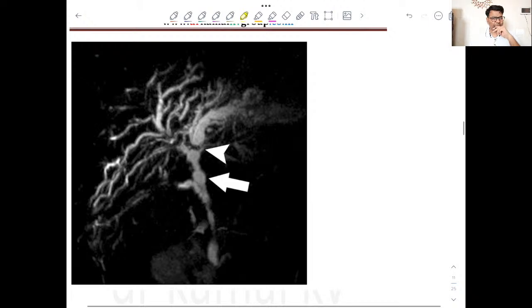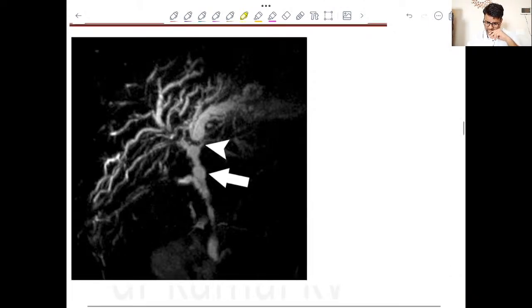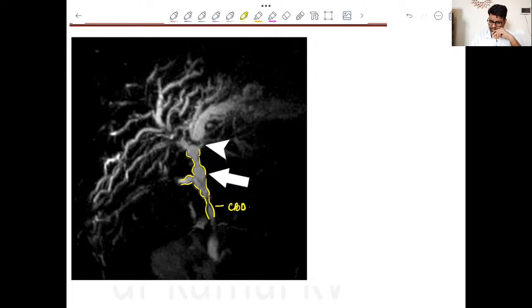So this is actually the biliary tree, right? Here you can see this is the area of the common hepatic duct. This is the area of the cystic duct, okay? And then this is all the common bile duct. So you can see this is all common bile duct. This is the common hepatic duct, and this is the cystic duct.